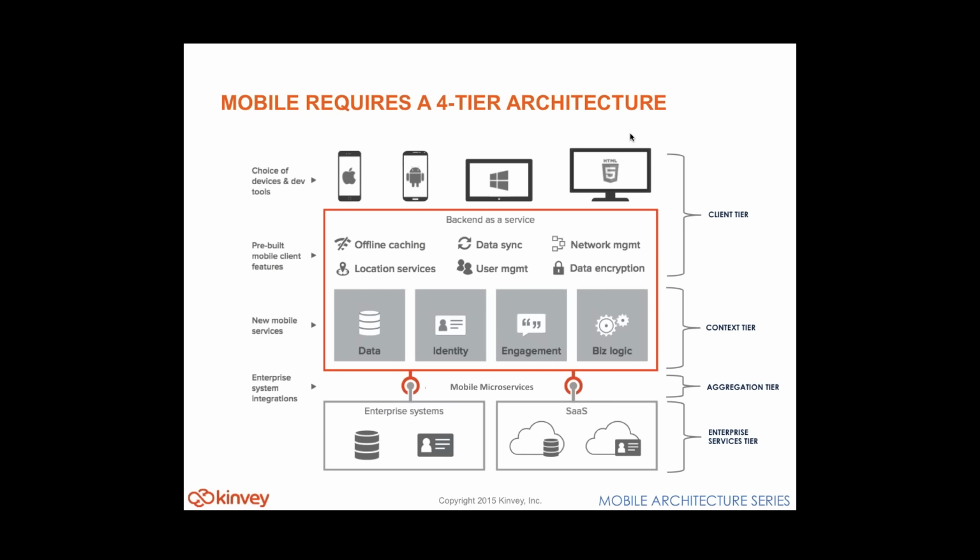And so what we say at Convey is that mobile requires a 4-tier architecture, and this is why you have to be able to choose your devices on your client side. You have to be able to support these different pre-built client features. You have to support new mobile services such as data and push notifications, business logic, and identity management. And you have to be able to hook into your enterprise systems via microservices. So we think of it in this framework.